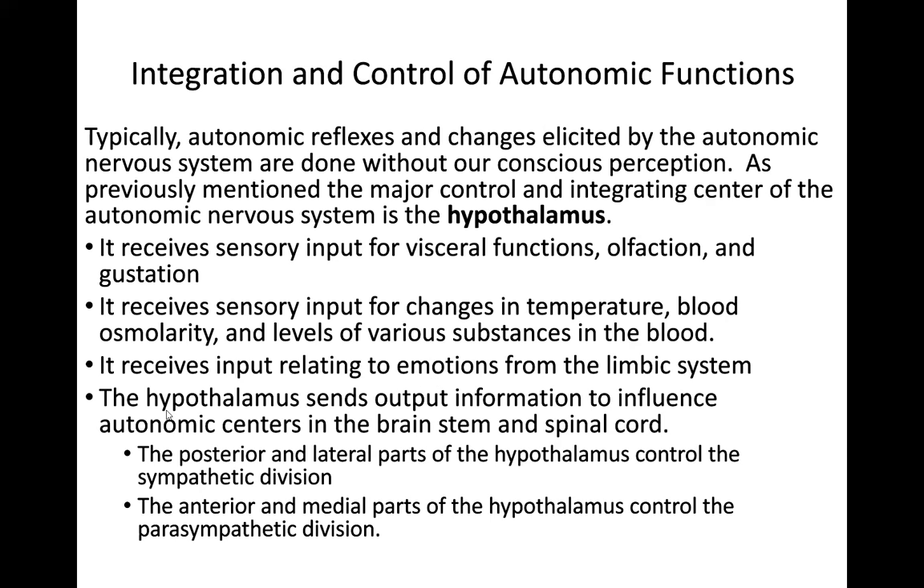And as a result of any of those input signals, the hypothalamus sends output information to influence autonomic centers in your brainstem and the spinal cord. Not that I'm going to ask you to know this, but posterior and lateral parts of the hypothalamus help control your sympathetic division. Anterior medial parts of the hypothalamus control the parasympathetic.